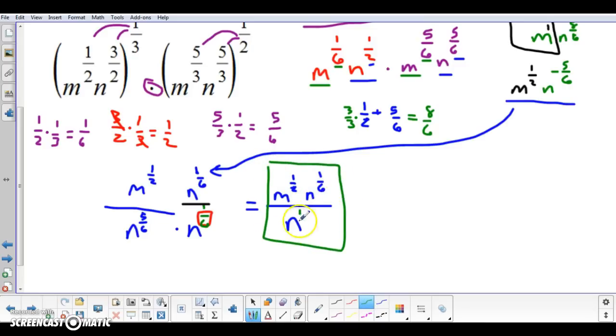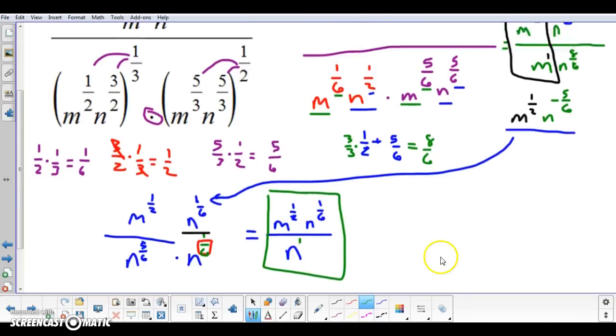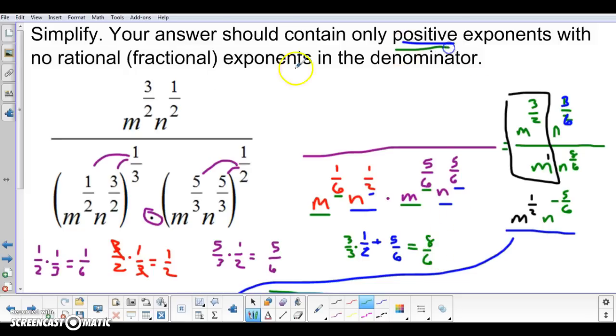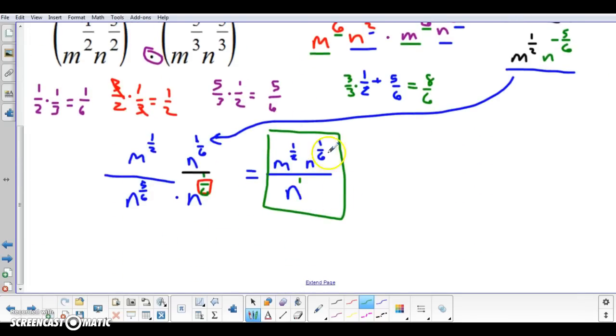Even though n shows up in two different places, this is okay because it abides by the rules that we were given here. Positive exponents and no fractional rational exponents in the denominator. That's good.